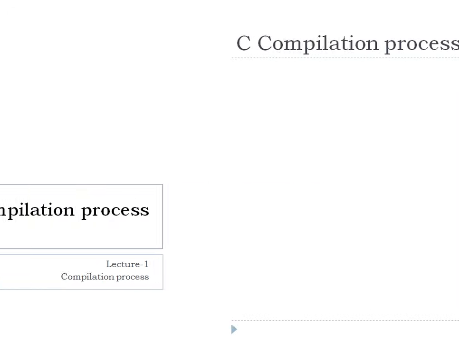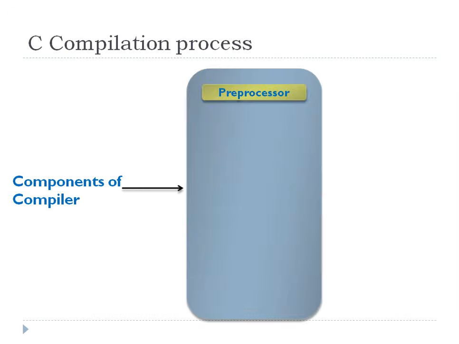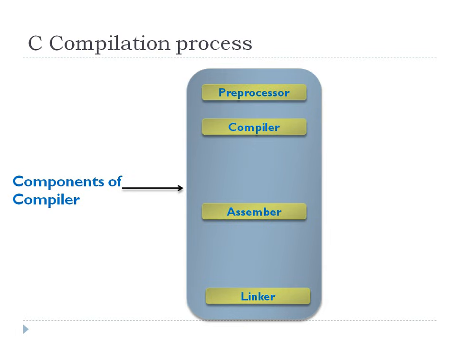So first we will have a quick look at the compiler components. Compiler is not a single module. Compiler has multiple modules. We can divide this compiler into four big modules. These are the preprocessor, compiler, assembler and linker. So preprocessor, this is the first step.